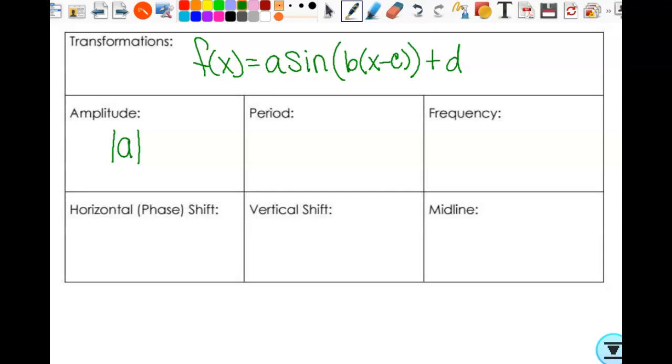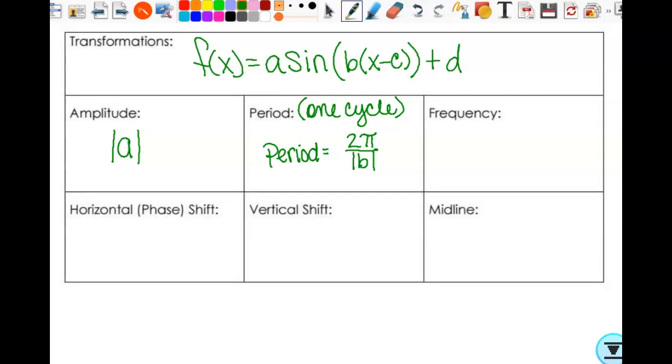Okay, so your period is how long it takes to complete one cycle. The period is just one cycle. You find that by doing the period is equal to 2 pi divided by the absolute value of b, because 2 pi is one period, and we're dividing it by b. And again, it's the absolute value because the negative would denote a reflection, and so it gives you that, okay?